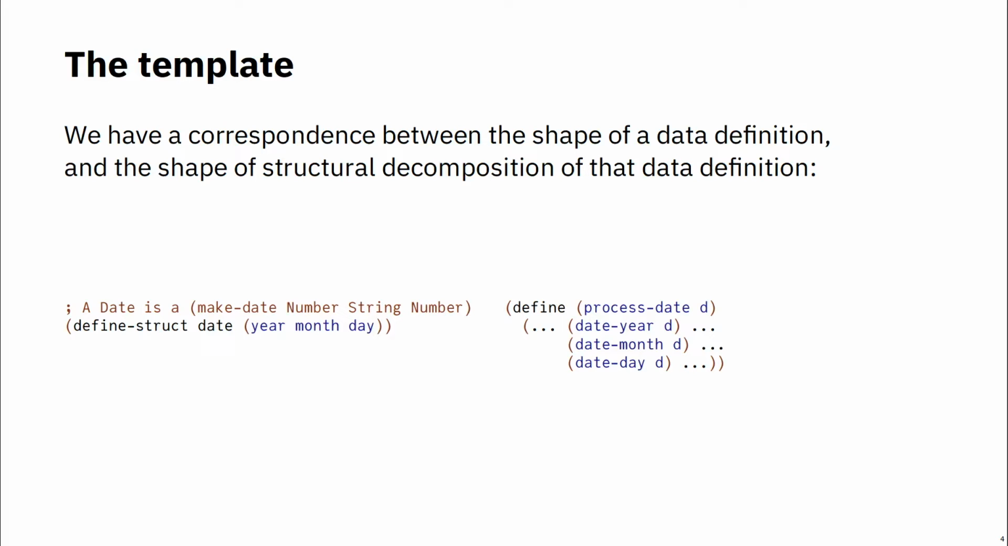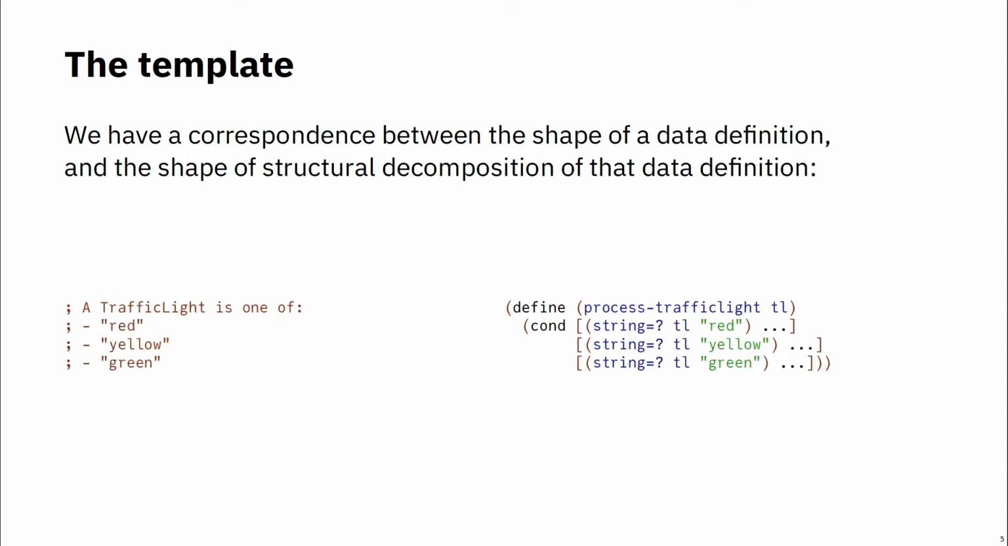data definition. For example, if we have a structure date which has a year, a month, and a day, all of the functions that work with a date are going to take out the year, the month, and the day in some way. It might ignore some of them, but all of your functions are going to eventually look something like this. The same thing works for enumerations, where we introduce conditionals.